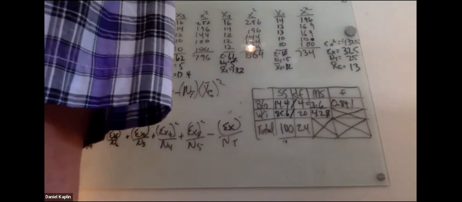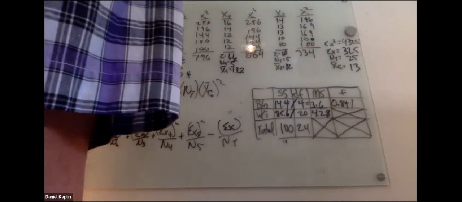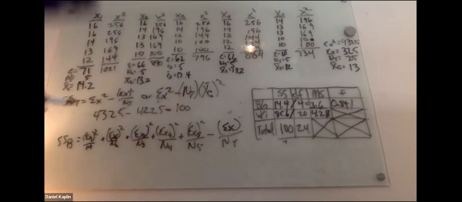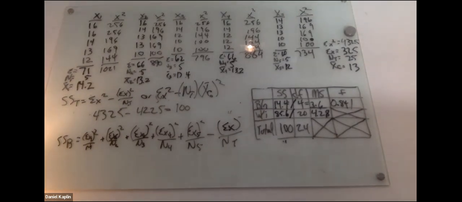4325 minus 4225 equals 100, regardless which formula we use. Now let's get into the sum of squares between groups. If we do the sum of squares between groups, we're going to have to do this manually.